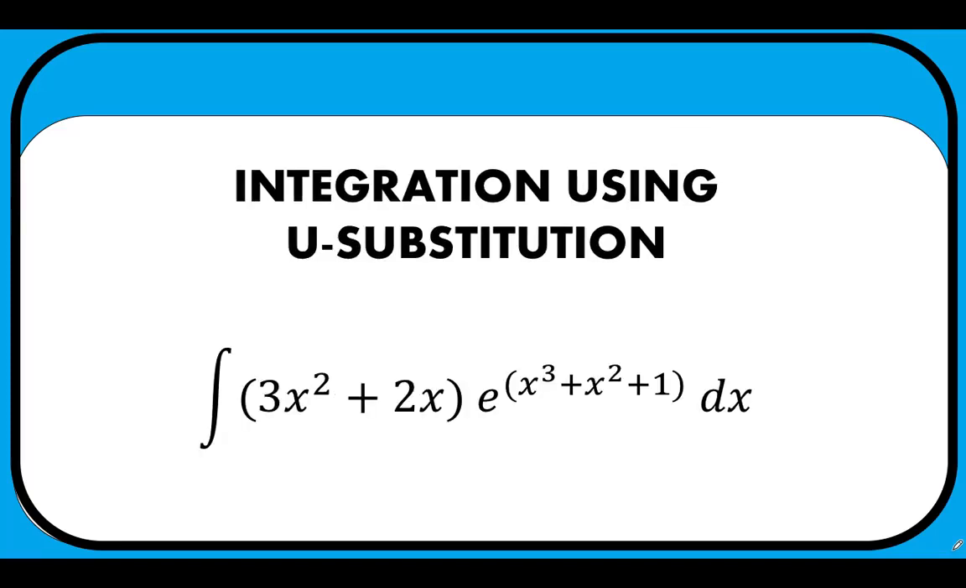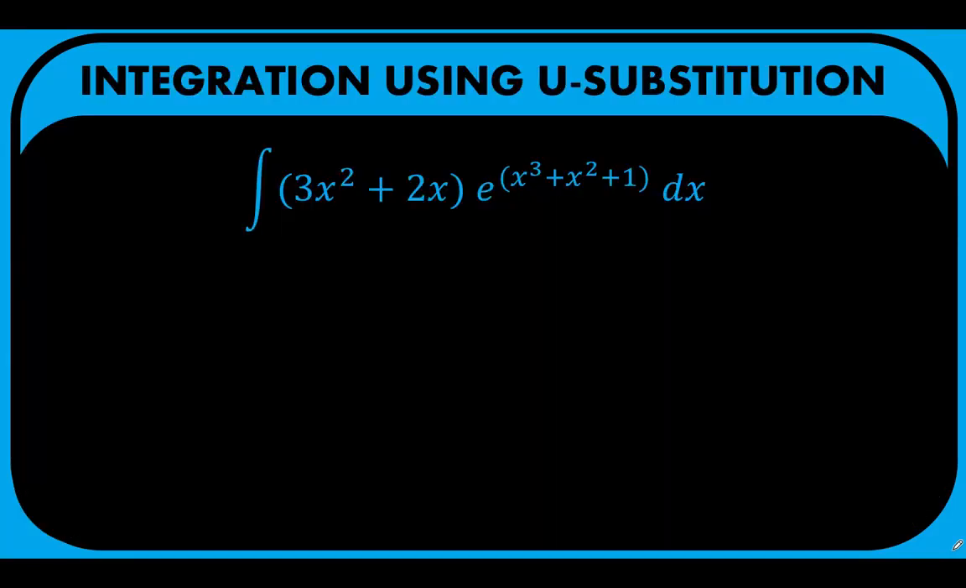Find the antiderivative of the quantity 3x squared plus 2x times e raised to x cubed plus x squared plus 1 dx. We can think of integration using U-substitution as the unwinding of the chain rule of derivative. So basically, if we have chain rule in differentiation, in anti-differentiation, we unwind that effect of chain rule by using this technique called the U-substitution. Let me demonstrate with an example.